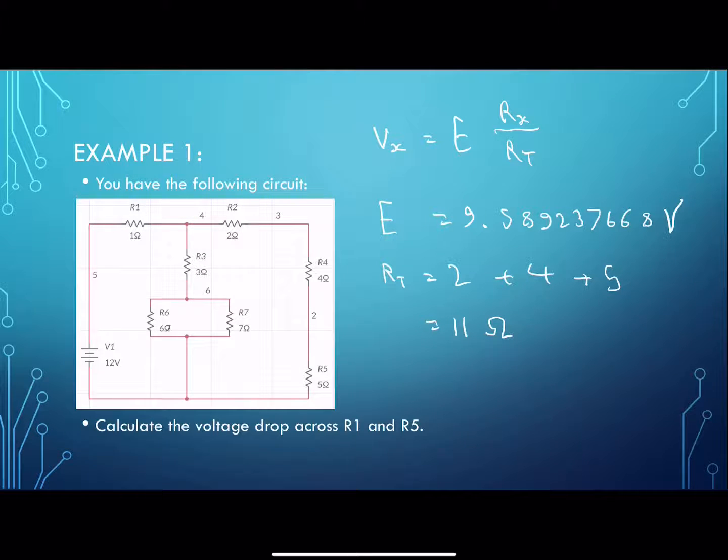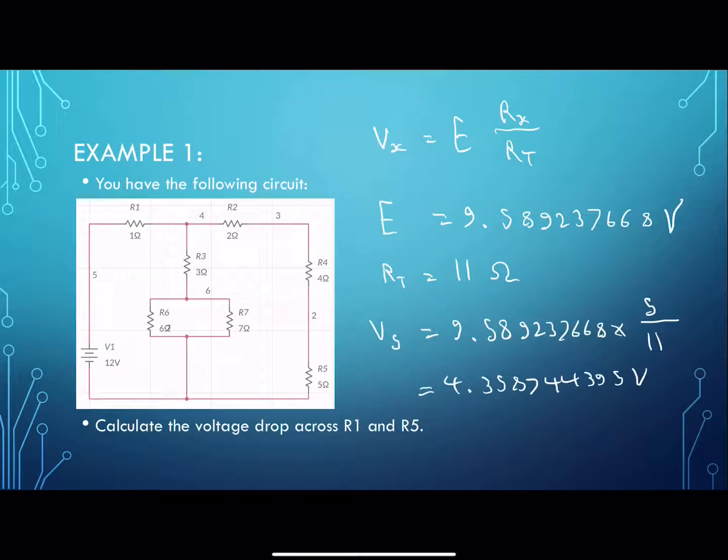RT is also different. RT now is not the whole resistors, it's actually just these three, the resistors related to the new voltage source, which is equal to 11 ohms. We sub everything back into the equation and we get that V5 is equal to almost 4.3587. Now this concludes the video.